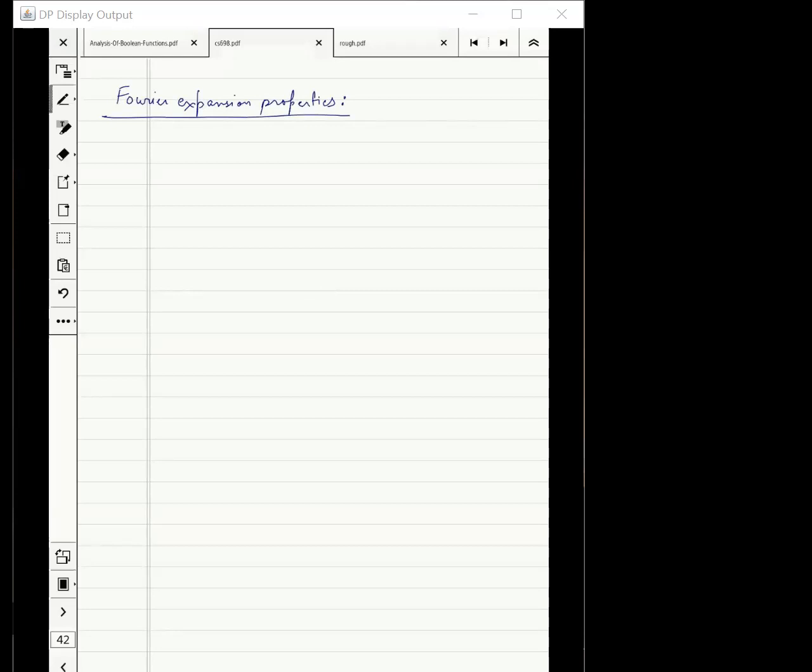There is a Fourier coefficient. There are parities. Parities form an orthonormal basis. All these kind of things we would want to remember. Okay, before we go into the properties, if you want to calculate a Fourier expansion of a function, first thing is to calculate Fourier coefficients.